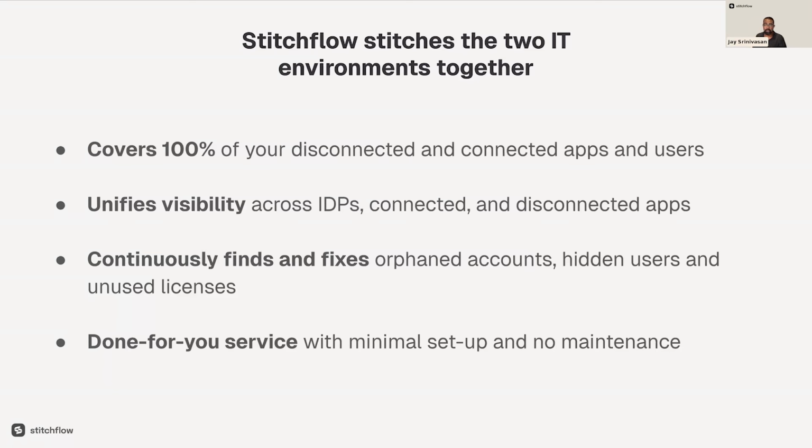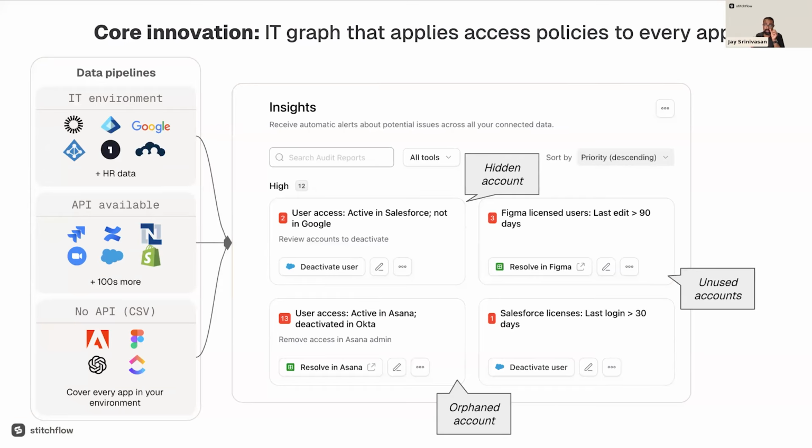We help you continuously find and fix orphaned accounts, hidden users, and unused licenses across your environment. And all this for incredibly busy IT teams is a done for you service that requires minimal setup and zero maintenance. So again, this is Stitchflow and how we think about the disconnected app problem. And for the rest of this webinar, I'm going to spend a little bit of time talking through Stitchflow, showing you the product, and going through a few case studies as well. But again, our North Star is the 100% coverage. We start there. So the first question is, how do we actually do this?